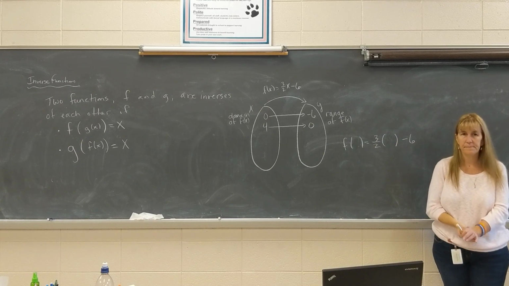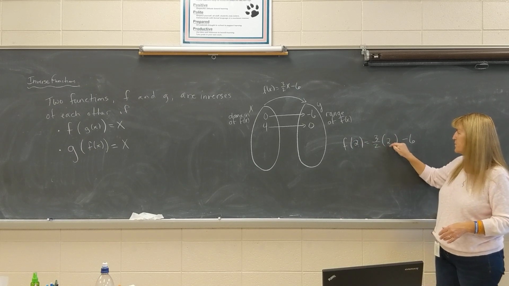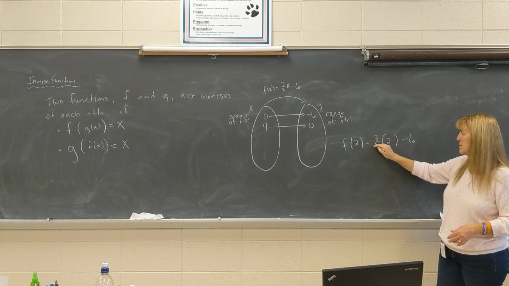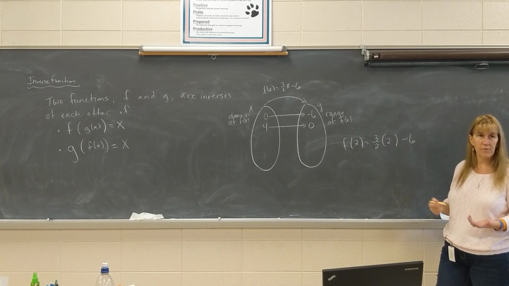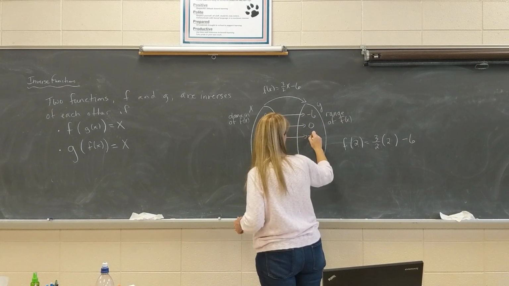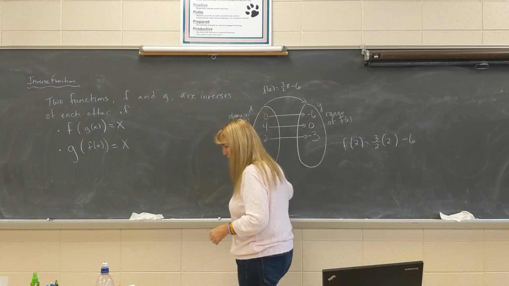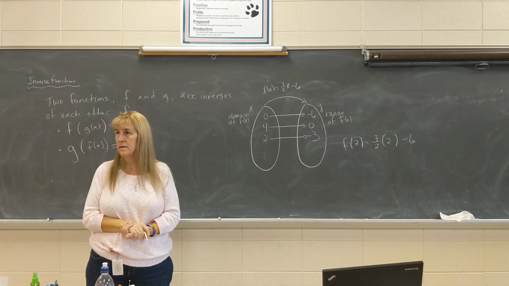Give me another input. 2. 2 is an easy input, isn't it? Why is that easy? Yeah, the multiplication and division by 2 cancel out, and you're left with what answer? Negative 3. Did you say negative 3, I hope? Yeah. Okay.